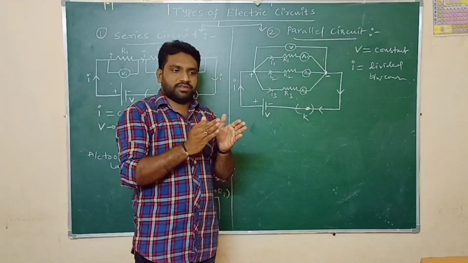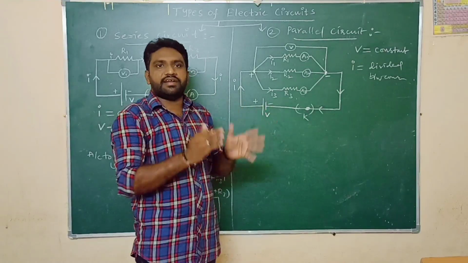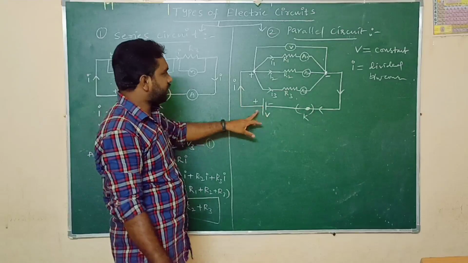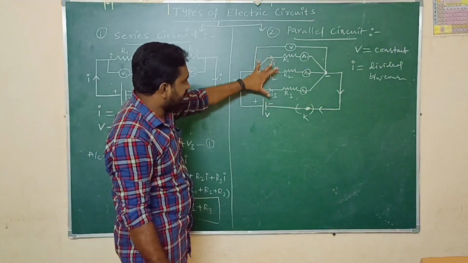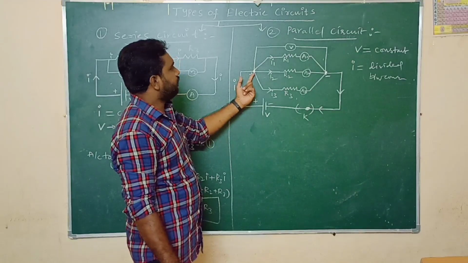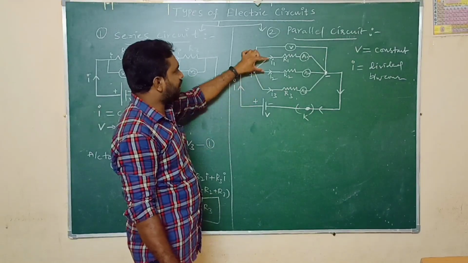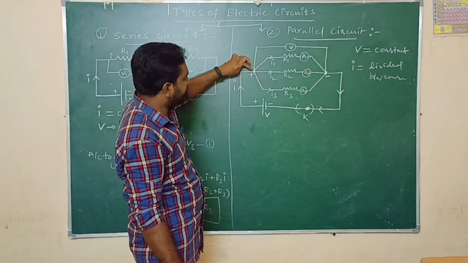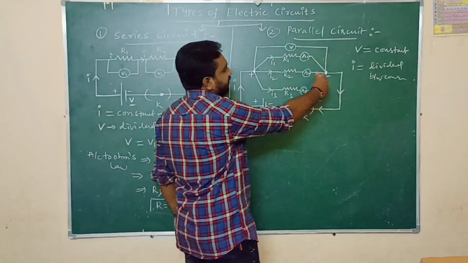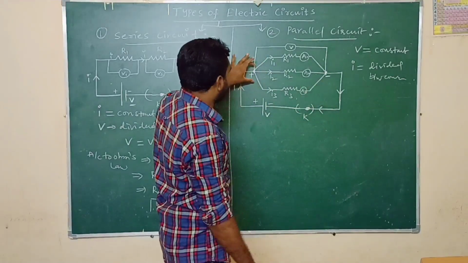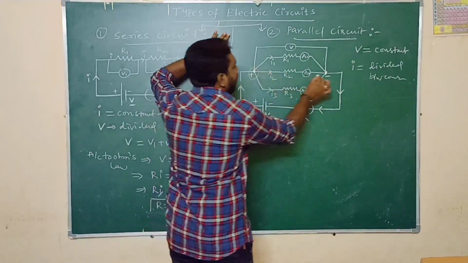So individual path. That means the current will be divided in this circuit. Now we will consider the circuit diagram here. All these three resistors are connected in parallel, and the battery is connected across all of them. All the first terminals are connected to the positive terminal, and all the second terminals of these three resistors are connected to the negative terminal. So they have a common positive and common negative terminal.